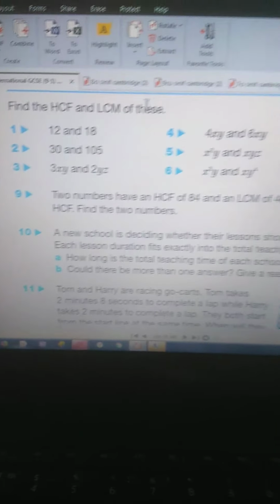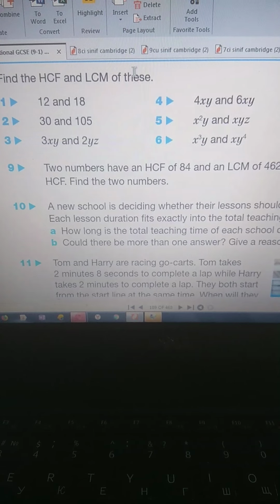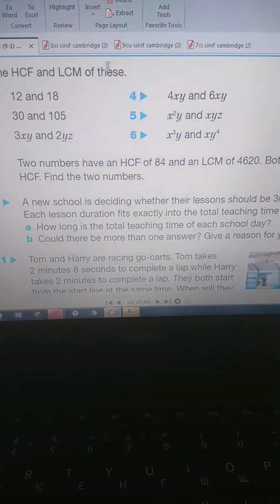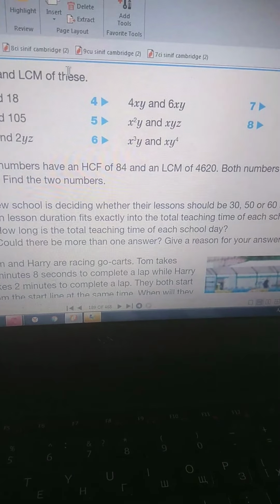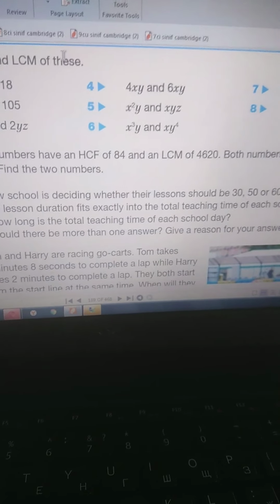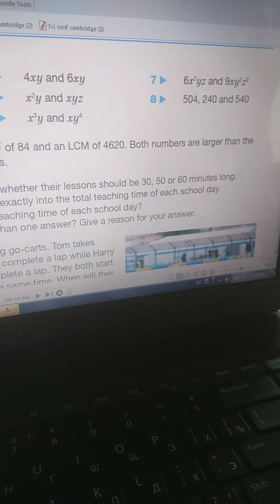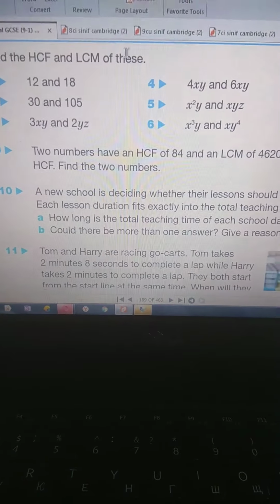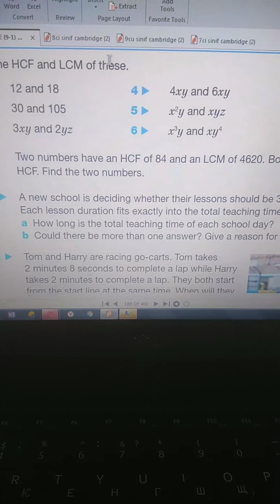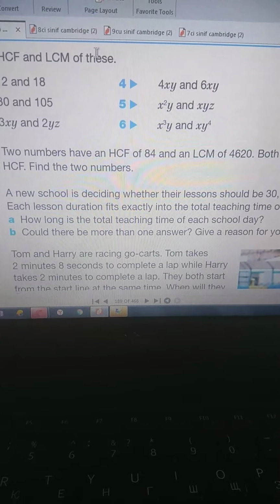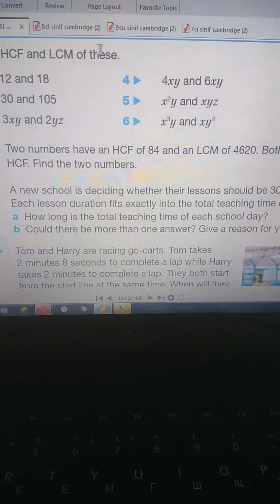Let's continue exercise 2 star with a word problem. Exercise 9: two numbers have an HCF of 84 and an LCM of 4620. Both numbers are larger than the HCF, meaning both numbers are larger than 84. Find the two numbers. So how can we find these two numbers?